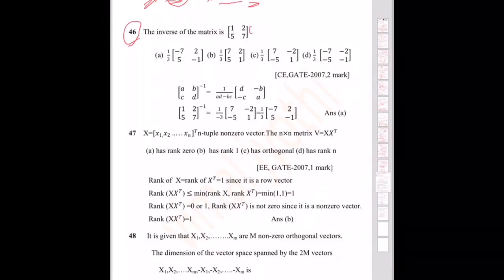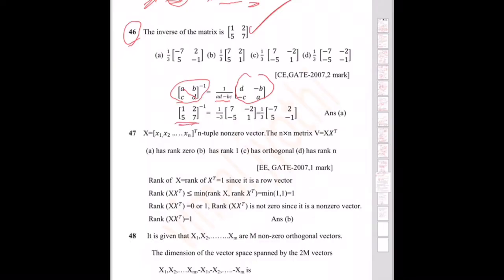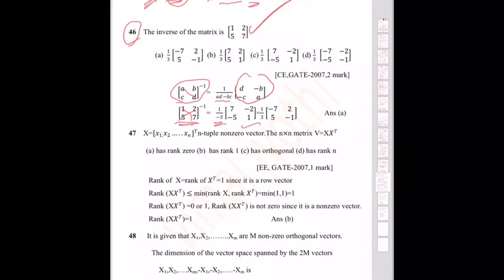The inverse of this matrix. That is, we shall find the inverse. The inverse of the matrix with entries A, B, C, D is equal to 1 divided by (AD minus BC) into this. Hence, the inverse of this matrix is equal to 1 by (1 into 7 minus 2 into 5). That is minus 3 into this. That is 1 by 3 into minus 7, 5.